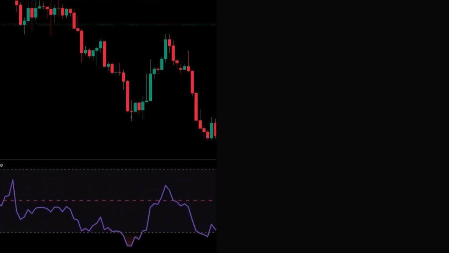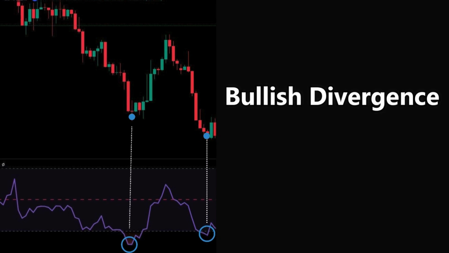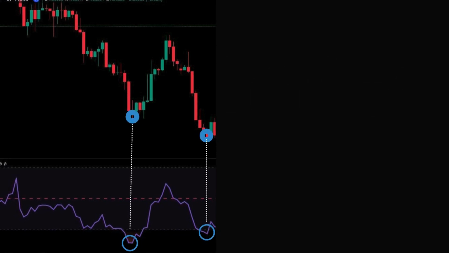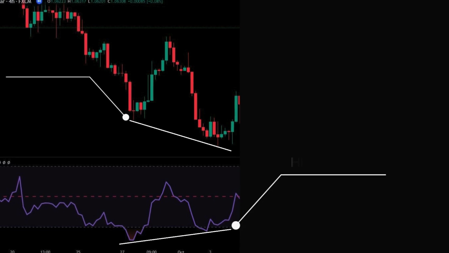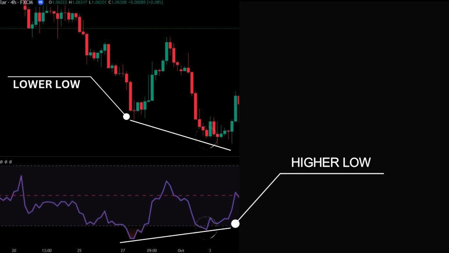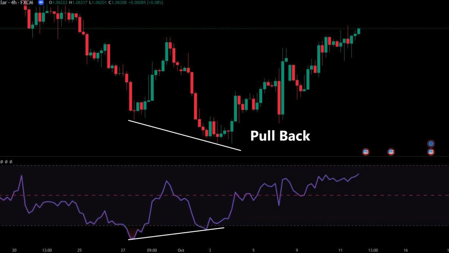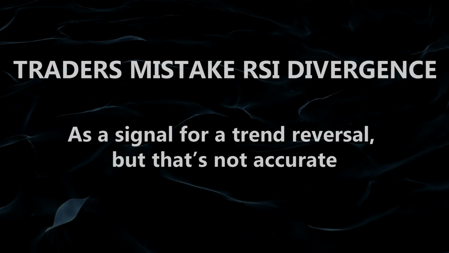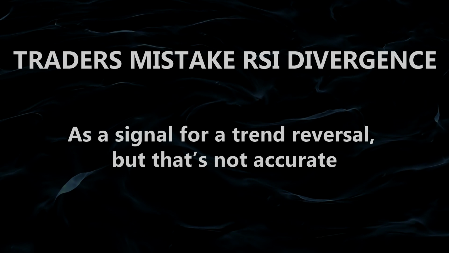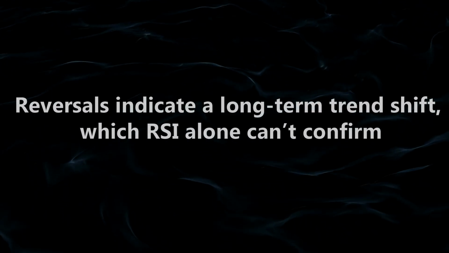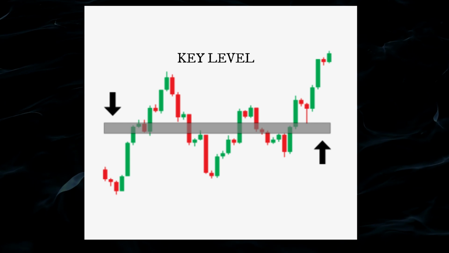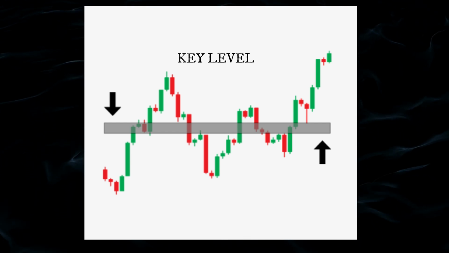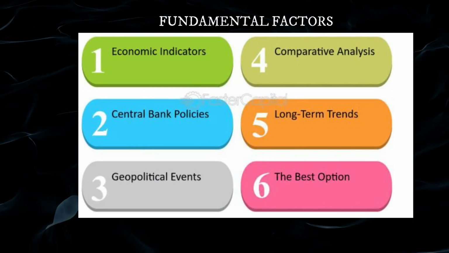This is a downtrend. Therefore, it is called bullish divergence. Notice how price is making lower lows, whereas RSI is making a higher low. As a result, the price pulled back. Many traders mistake RSI's divergence as a signal for a trend reversal, but that is not accurate. Reversals indicate a long-term trend shift, which RSI alone can't confirm unless it is at a key level or there is a fundamental factor, and we're gonna cover that in this video.